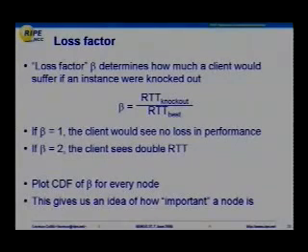Suppose a client's performance would worsen by a factor of 2 if the Amsterdam node didn't exist. Well, then in that case, the beta for that client for Amsterdam is 2. So then we plot the beta for every node, and this gives us an idea of how important that node is.